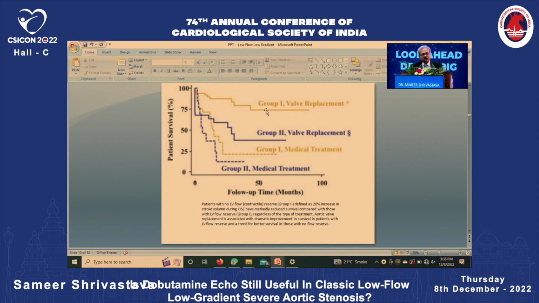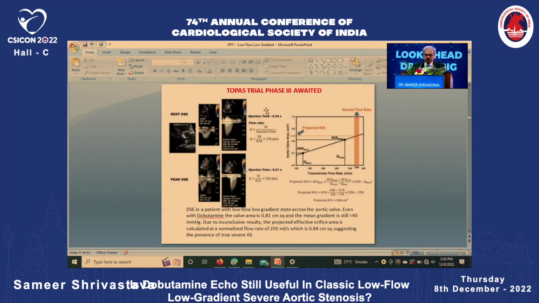So this is one landmark study which said that when you have a low flow, low gradient, if you really want to prognosticate, then dobutamine stress echo probably is by far the better. Now, this is a study which is awaited. This is the true or pseudo aortic stenosis, the TOPAS trial, in which they have tried to calculate something beyond.